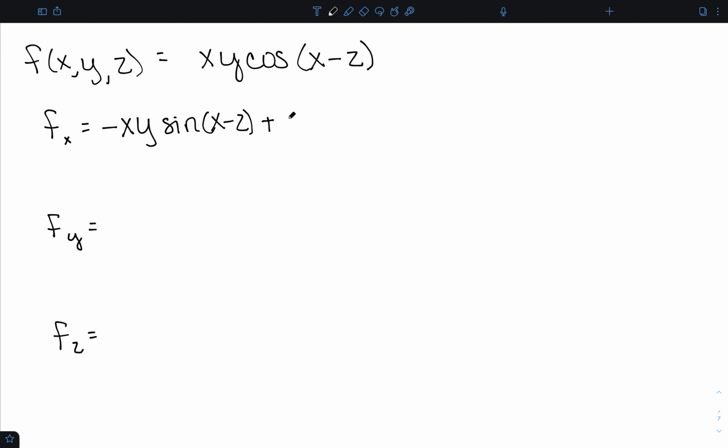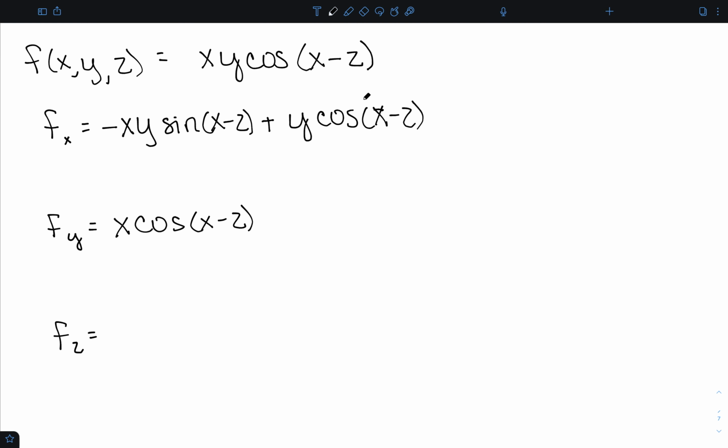Plus the derivative of the first, the derivative of x y would just be y, times the second. So we have negative x y sine of x minus z plus y cosine x minus z. For f sub y, the x and the z are constants, so this is a number times y times a number, so the derivative would just be x cosine x minus z.